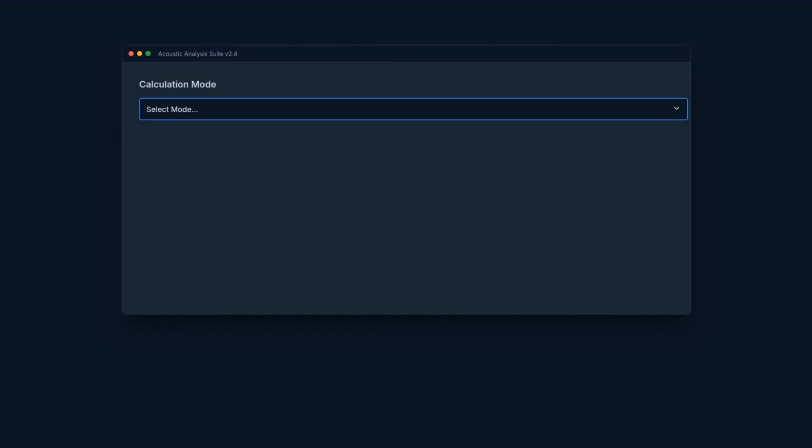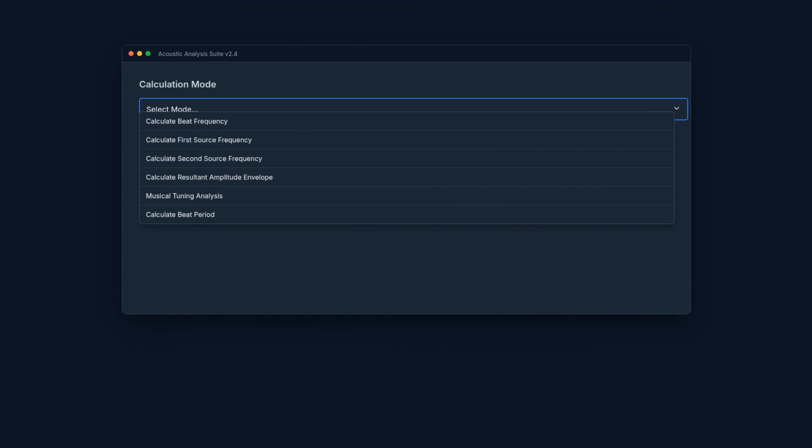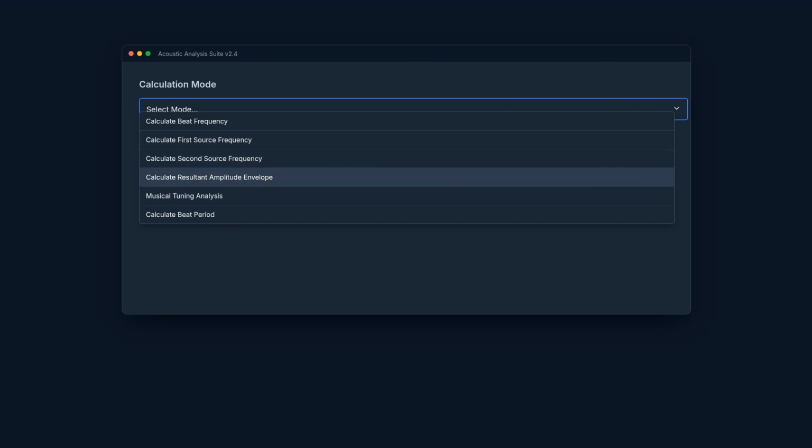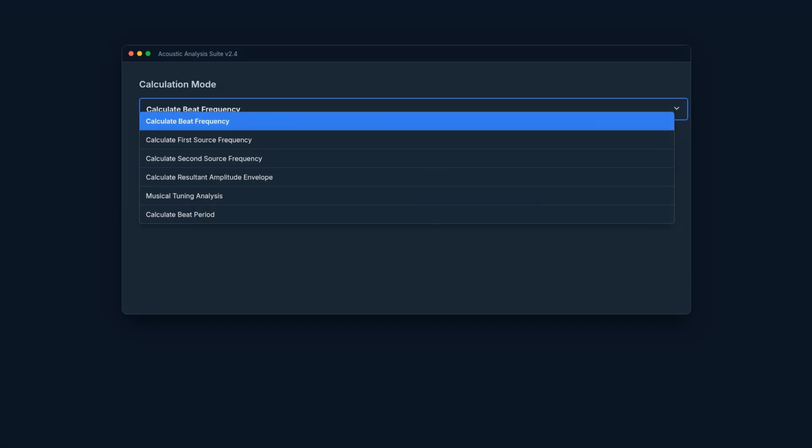Let's examine the inputs. First, you'll see the calculation mode dropdown with 6 options. Calculate beat frequency, calculate first source frequency, calculate second source frequency, calculate resultant amplitude envelope, musical tuning analysis, and calculate beat period. For this demonstration, we'll select Calculate Beat Frequency.